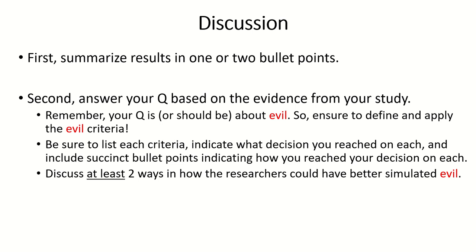Usually we have a verbal discussion in class about whether or not we've met that criteria. And you don't necessarily need to do a categorical distinction. You can sort of think about it on a continuum if you want. But you need to talk about each of the criteria. You need to talk about the decision you reach, and you need to justify that decision. And you need to discuss at least two ways in which the researchers could have better simulated evil.